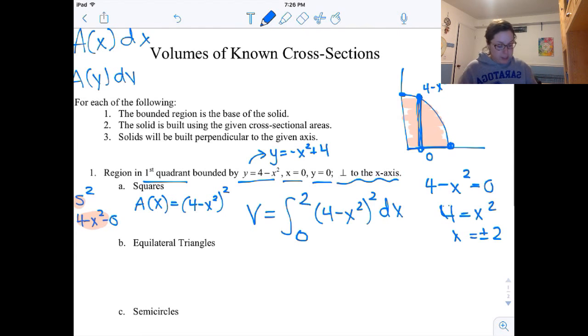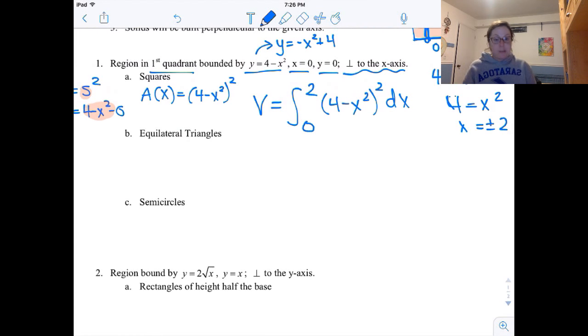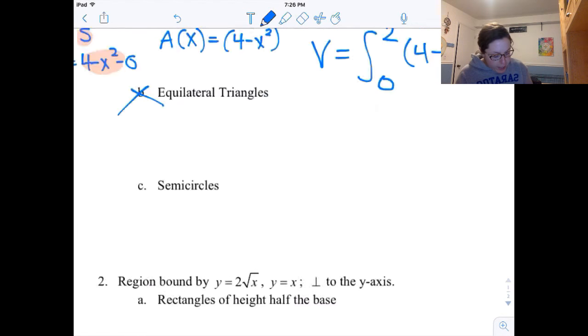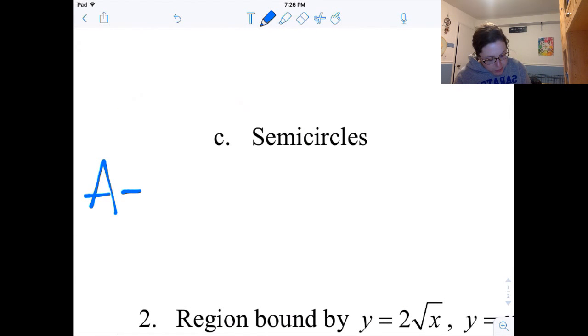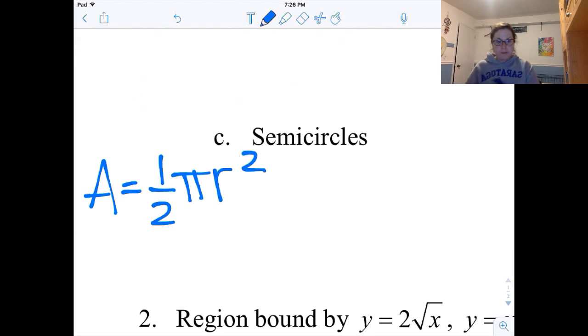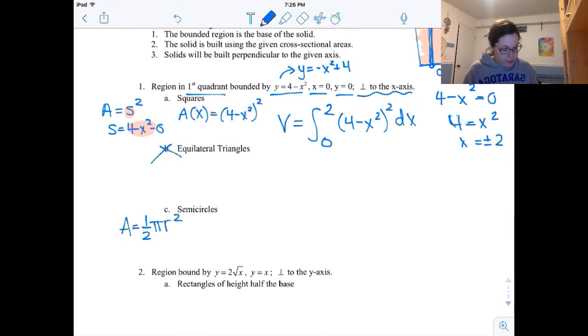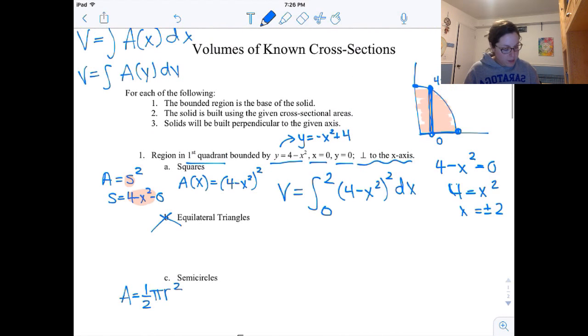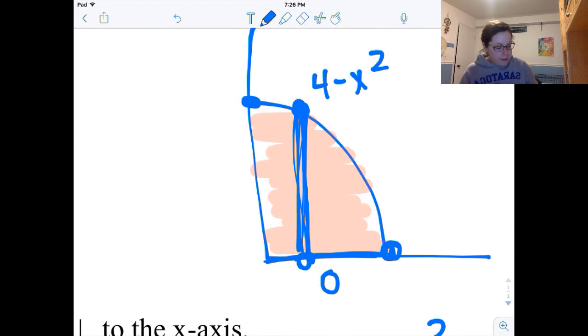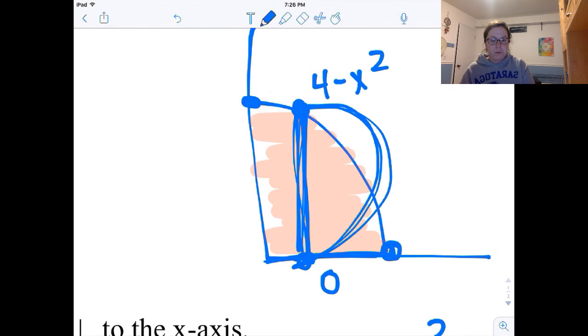All right, send more questions as you have them. Now let's do semicircles. Equilateral triangles we're going to skip for right now. The area of a semicircle is 1/2 pi r squared, and what we need to think about is, what is the radius? Go back up to this shape and think about building semicircles on top of it, with semicircles coming out of that.